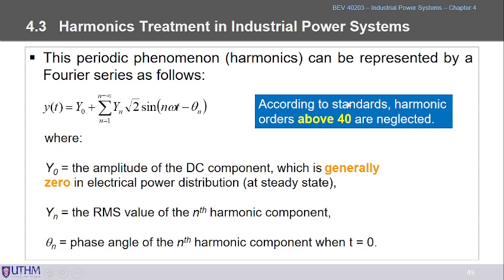If we follow the IEC standards, any harmonics above 40 can be neglected, because above 40 the harmonic content, especially the magnitudes, is very small, and it won't have a significant impact on our industrial power system. So that's why we neglect above 40. Normally we just count the harmonics from the second up to the 39th only. Okay, so that is the IEC standard, right? The IEEE also implements the same thing.